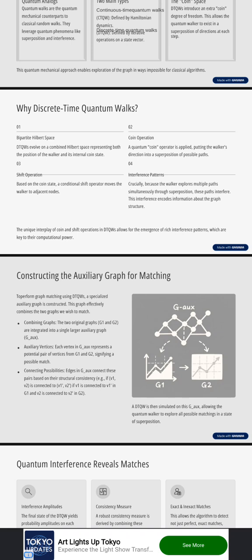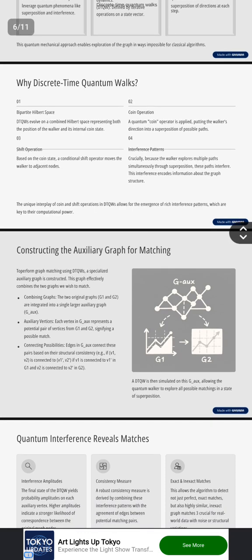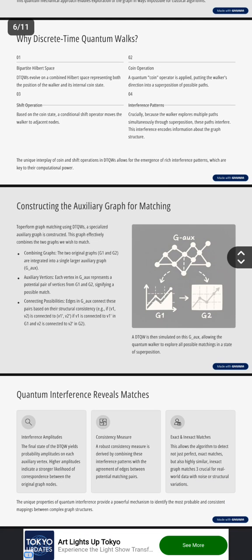What is graph matching? Graph matching is a problem of finding a correspondence between nodes of two graphs that preserves structural similarity. Applications are pattern recognition, bioinformatics, and social network analysis. Its goal is to determine if two graphs are isomorphic, that is structurally identical, or find the best alignment between them. Next is constructing the auxiliary graph for matching.